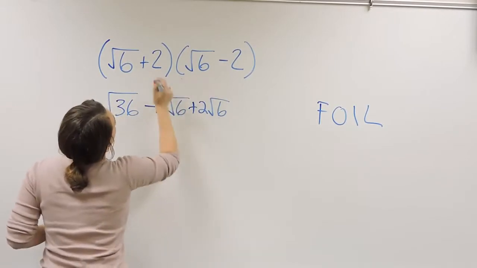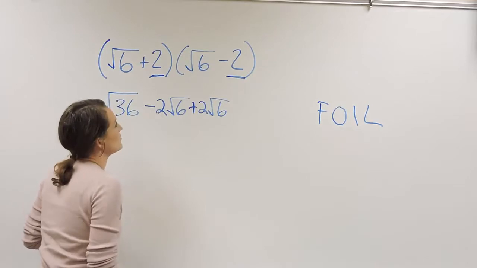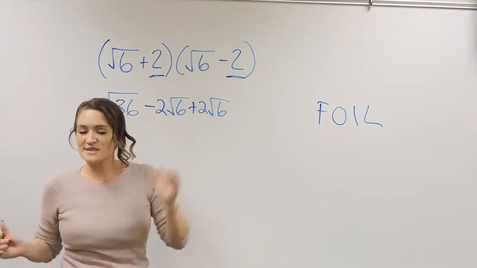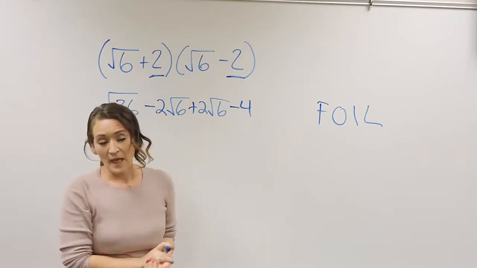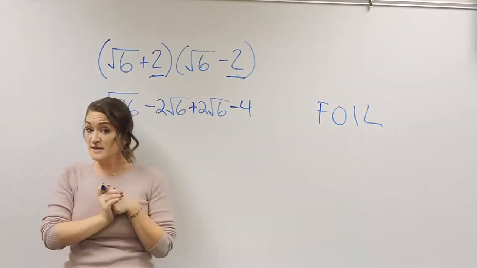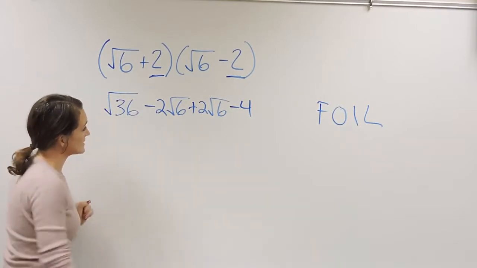Then we can move on to L, which is last. And last I have a 2 times a negative 2. We definitely can take a number times a number. 2 times negative 2 is negative 4. Now we do need to check to see if there's any simplifying that we can do here. So let's just take that one term at a time.